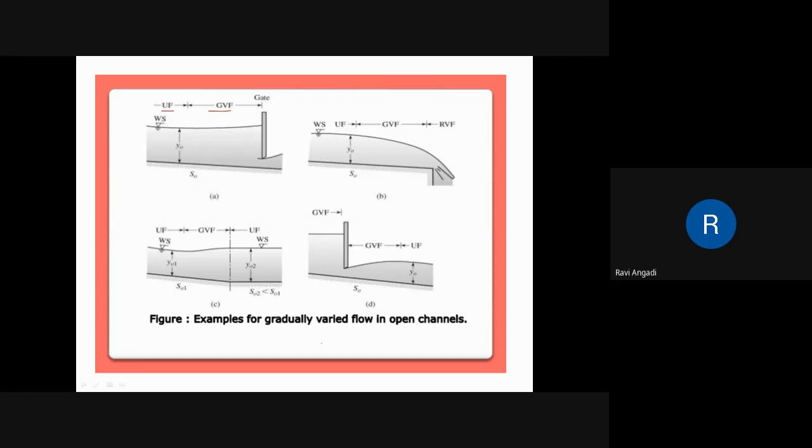I hope these things we have discussed in the previous class, right? How we get gradually varied flow and uniform flow or rapidly varied flow, right? Yes or no?